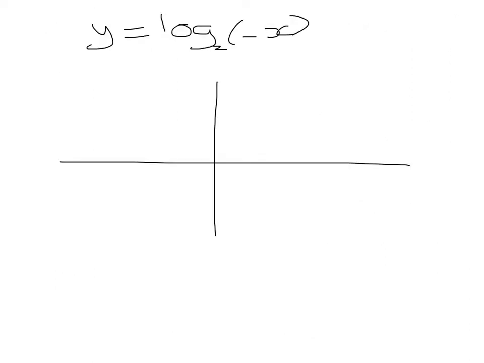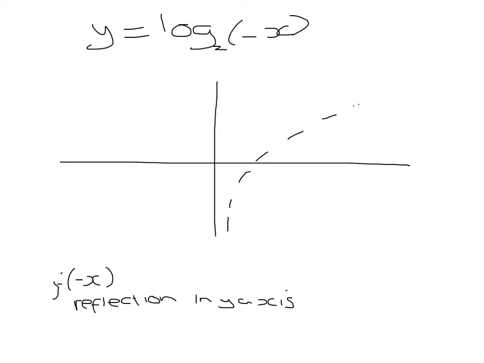Final transformation I want to look at today is log to the base 2 of negative x. And if you go back to our transformations before, f of negative x was a reflection in the y-axis. And this is no exception. So our normal graph would look like this, but because it's log to the base 2 of negative x, it's going to look like that. And instead of going through 1 on the x-axis, it's going to go through negative 1.